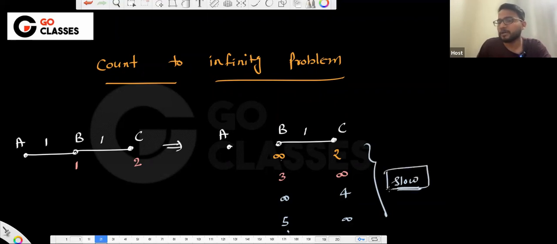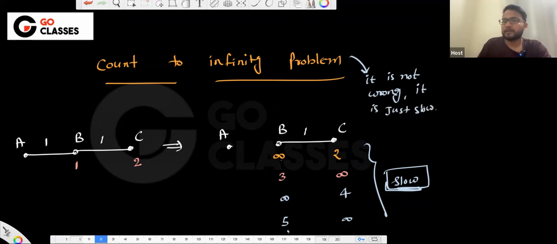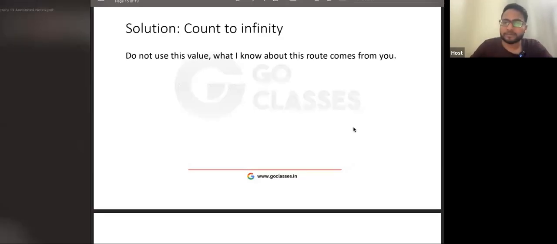Slow is the problem here. There is nothing wrong; count to infinity is not wrong. It is just slow, right? I hope that is okay to everyone. So this was the problem.